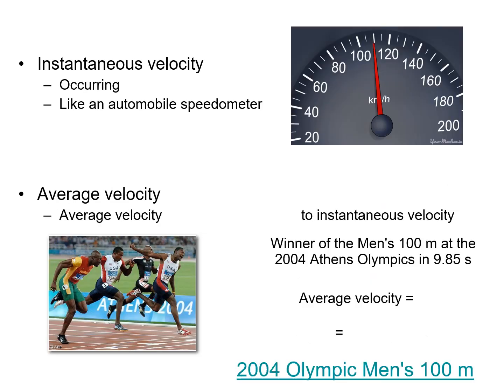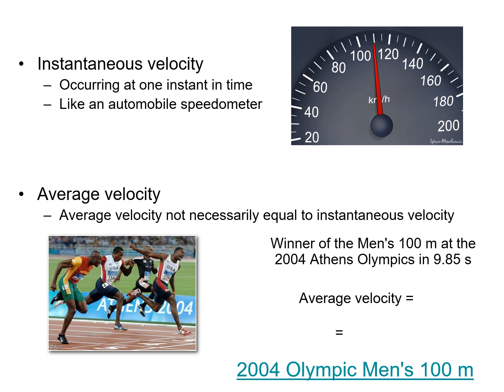So let's talk about the difference between instantaneous velocity and average velocity. Instantaneous velocity is what's occurring at one instant in time. This is like our car speedometer. And average velocity is not necessarily equal to instantaneous velocity.